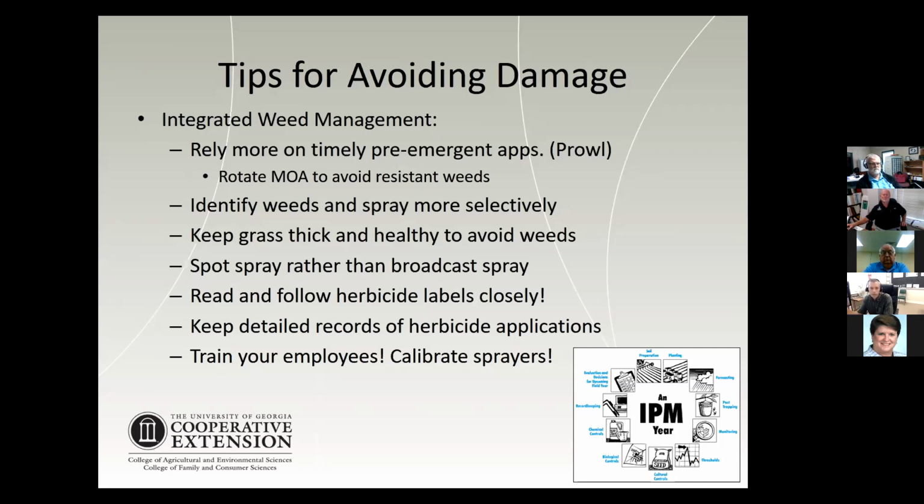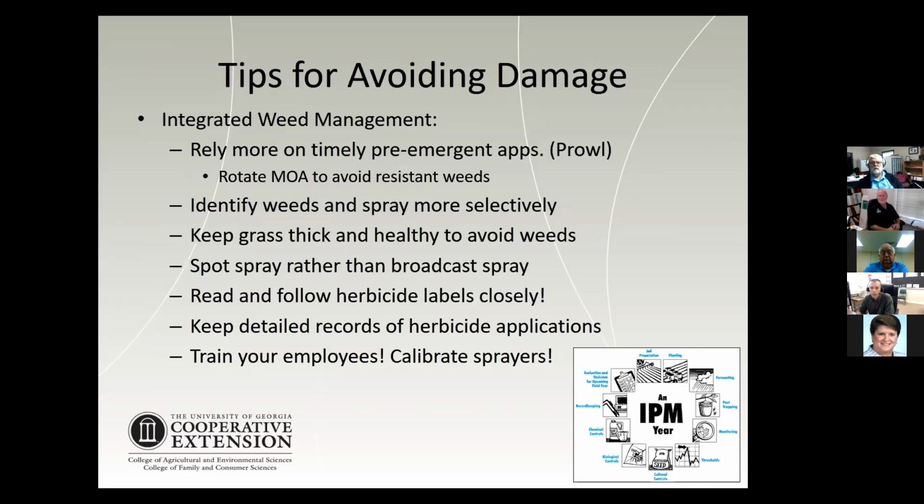Make sure you identify your weeds and spray selectively. Only apply the herbicide that you need for those particular weeds. Maybe all you need is 2,4-D to clean up that pasture. You don't need the dicamba or the triclopyr or something a little bit stronger that's going to have a longer residual activity. So know your weeds and spray only for what you need.